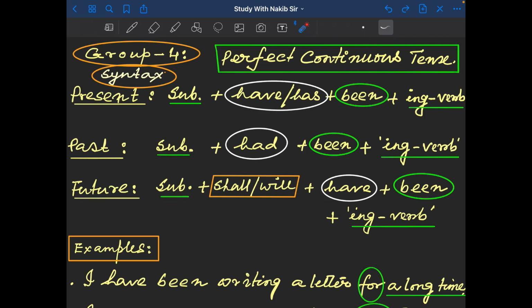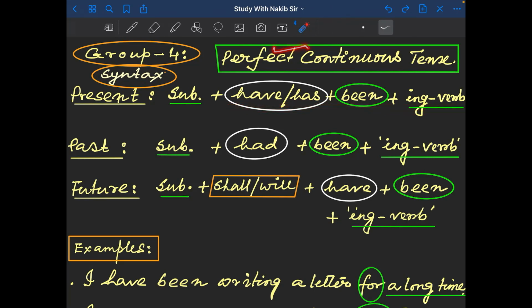Now go to the fourth group, perfect continuous tense group. Syntax, that means present perfect continuous tense, past perfect continuous tense, and future perfect continuous tense. See the structures or syntax. Present perfect continuous tense, the subject will be everywhere, so I am not talking about the subject. I will talk about the verb structures.